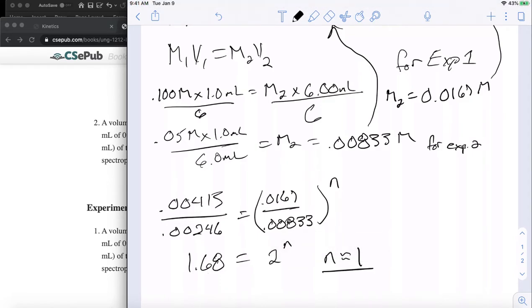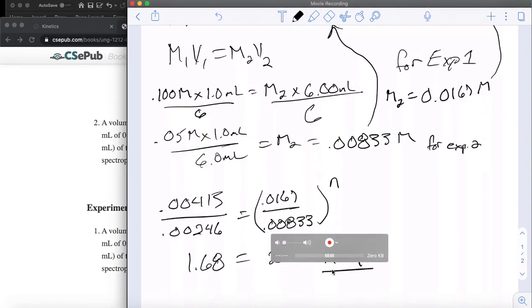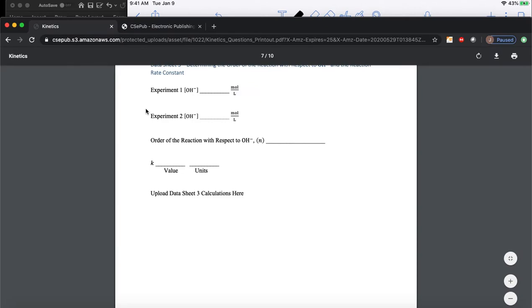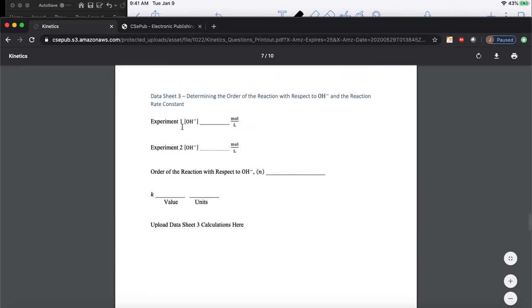In a perfect world, we'd probably have additional experiments that we could also compare to get better confirmation. But this is the data that we have that we're going to work with. So we're going to assume that n is really close to 1 as our big takeaway from this. So the things that CSC Pub is going to ask you for are the hydroxide concentrations that we just found and the order of the reaction.